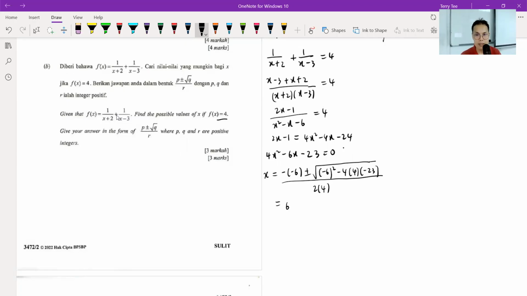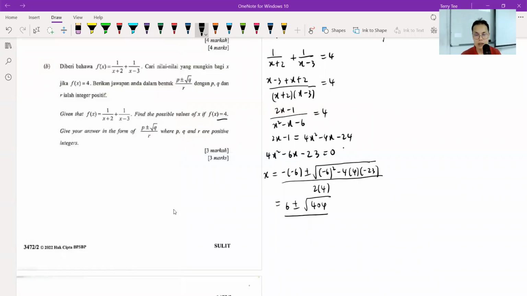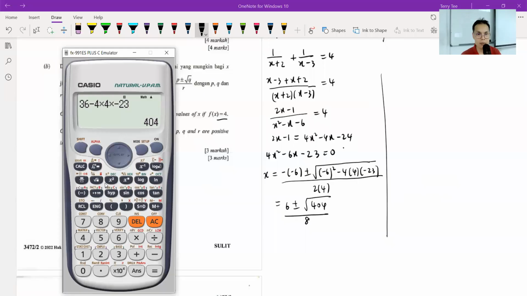So let's simplify this. This is 6 plus minus square root. This will be 36. Negative 6 squared is 36 minus 4 times minus 23. That will give us 404. Yeah, 404 divided by 8. Now notice that we can simplify further, right? Because 404, if you use this type of calculator, it can actually simplify for you to this. But we also know that 404 you can divide by 4, obviously. When you divide by 4, you get 101.